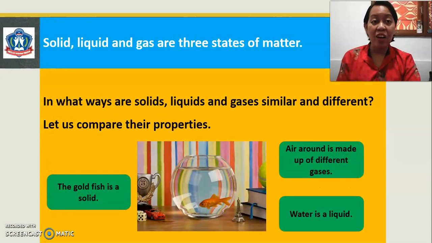So to start our lesson, solid, liquid, and gas are three states of matter. In what ways are solids, liquids, and gases similar and different? Let us compare their properties. Here is a goldfish in the picture, and it is inside the fish bowl with the water, of course. So the goldfish is a solid, air around is made up of different gases, and water is a liquid.